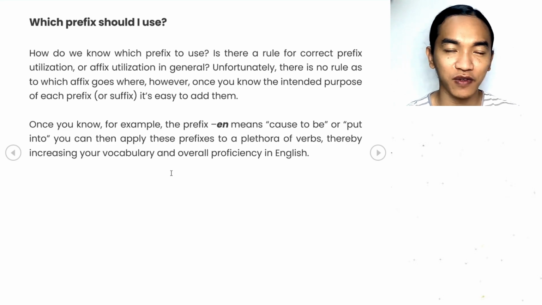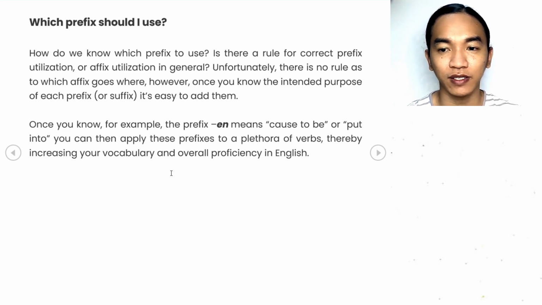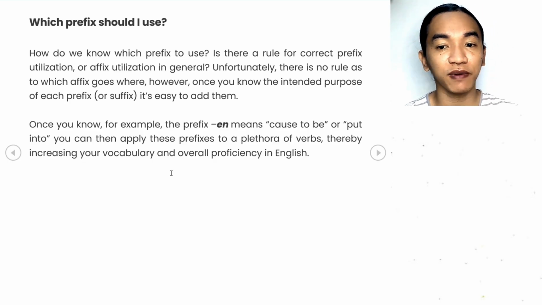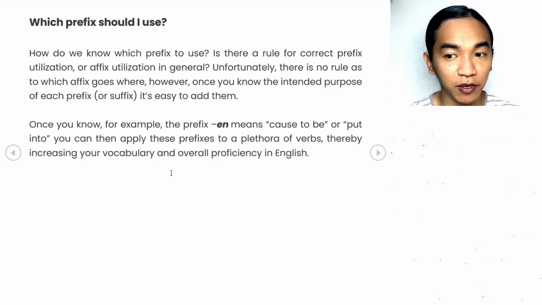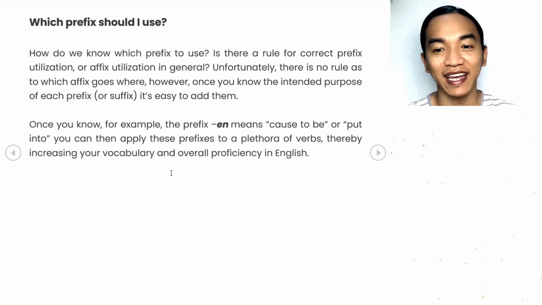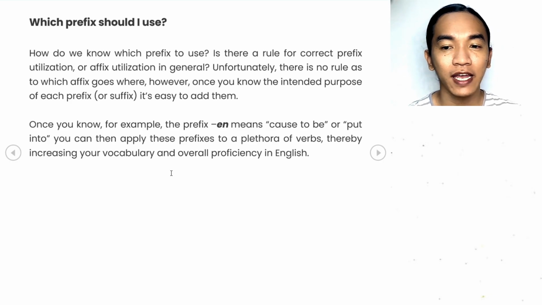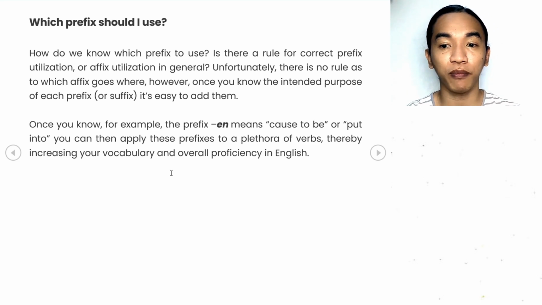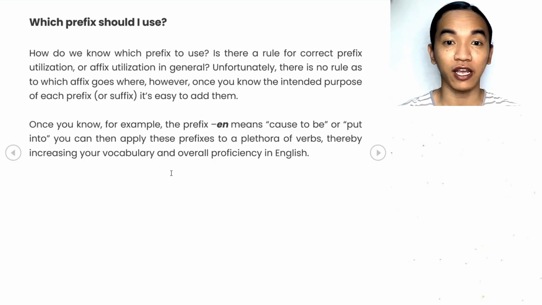So it will be easier for you to identify which prefix you are going to use if you actually know the meaning or the purpose of each prefix. So once you know, for example, the prefix "en" means cause to be or put into, you can then apply these prefixes to a plethora of verbs, thereby increasing your vocabulary and overall proficiency in English. Okay, so actually, prefixes are fun to use, especially if you know the meaning. So you will be able to play along with your vocabulary, increasing your proficiency in your word usage.